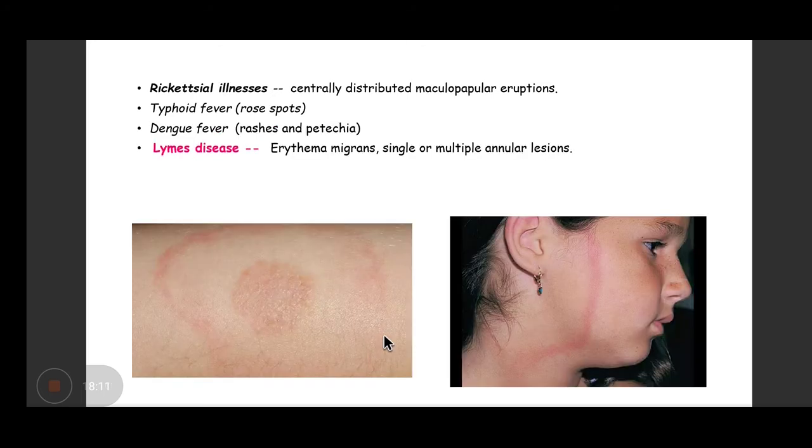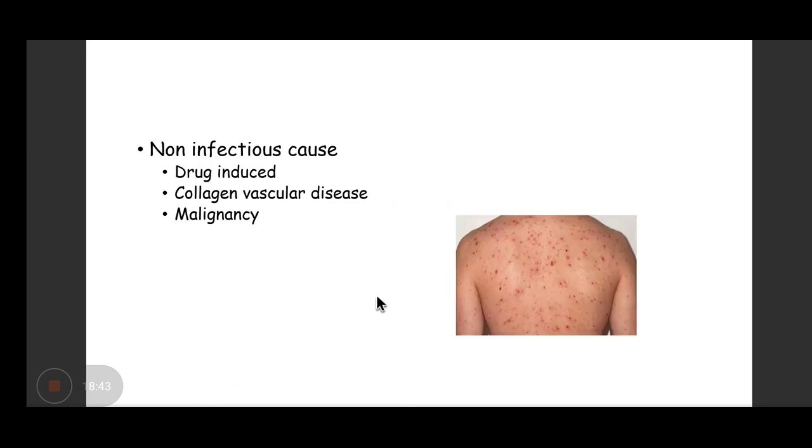The lesion tends to enlarge or it migrates from its original size. So it is called erythema migrans. Erythema migrans. It is initially smaller in size, then it enlarges. That is called erythema migrans.